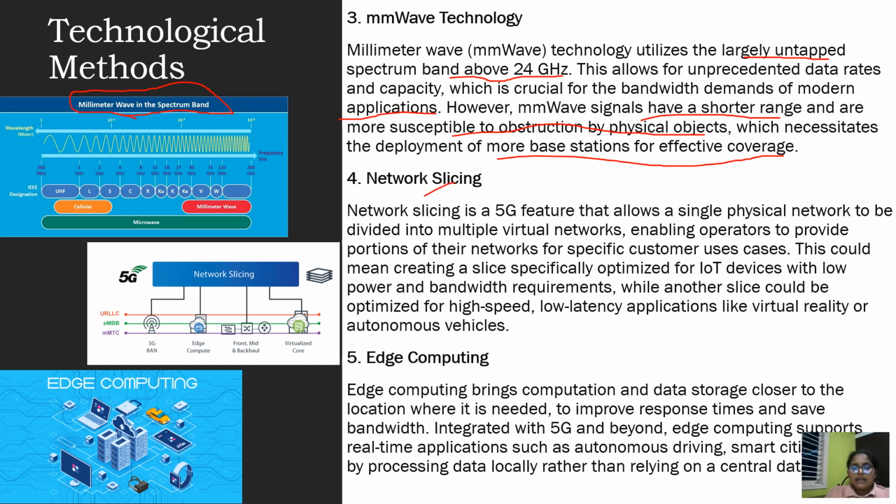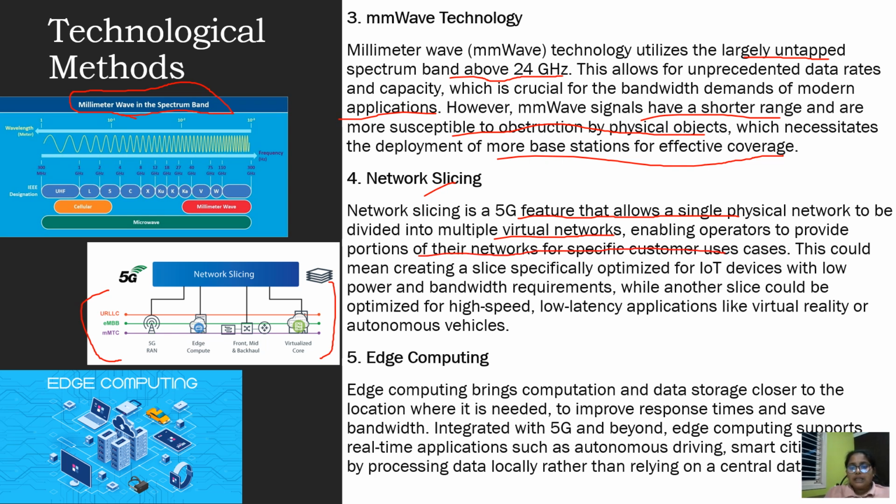Next is network slicing. Network slicing is a 5G feature that allows a single physical network to be divided into multiple virtual networks, enabling operators to provide portions of their network for specific customer use cases.